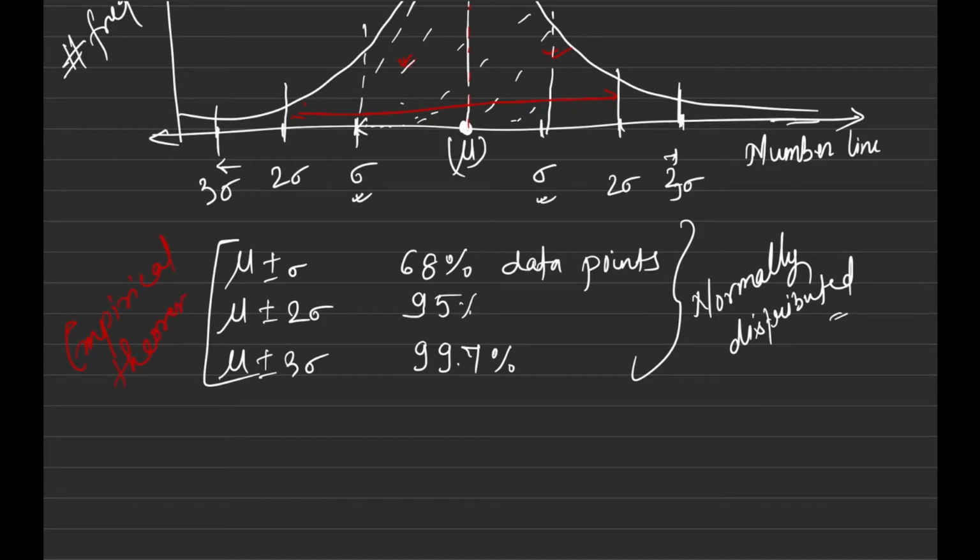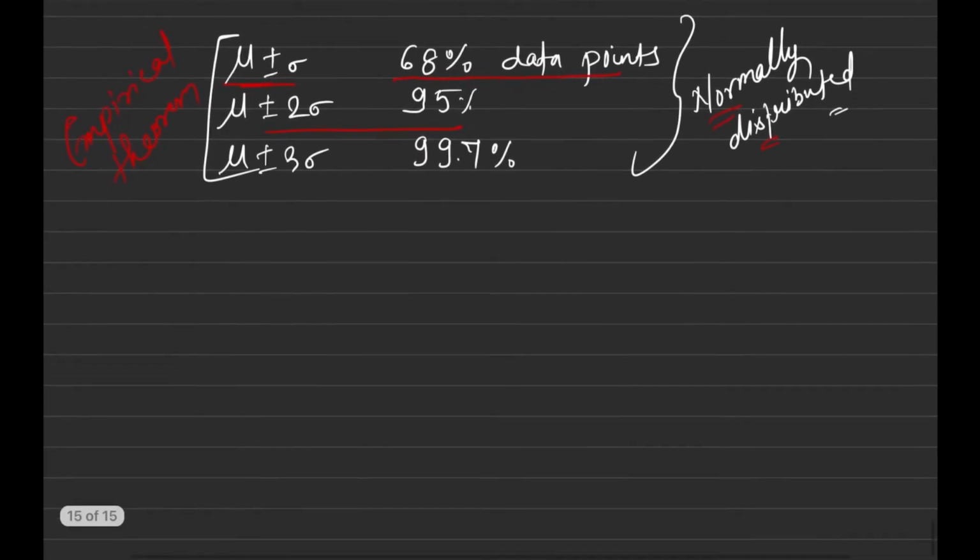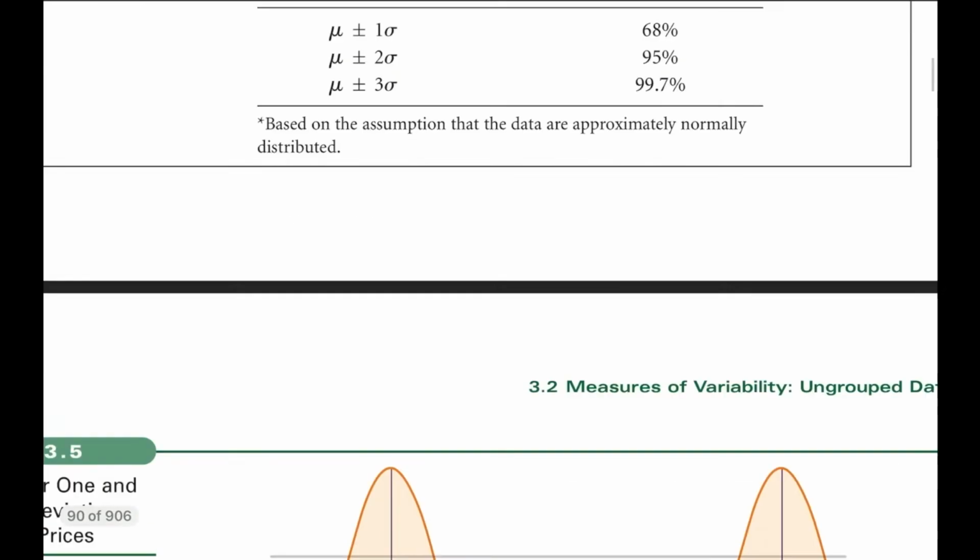Now this is the empirical theorem: if the data is normally distributed, then for the range mu plus minus sigma, 68% of data points will fall under this range. 95% will fall under 2 sigma to 2 sigma, and 99.7% will fall under 3 sigma to 3 sigma. The remaining 0.3% will fall somewhere out here. That's the empirical theorem.